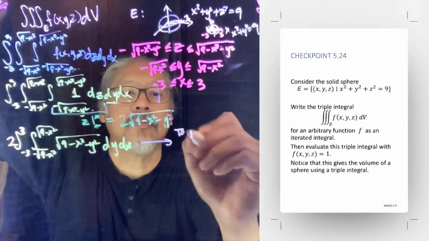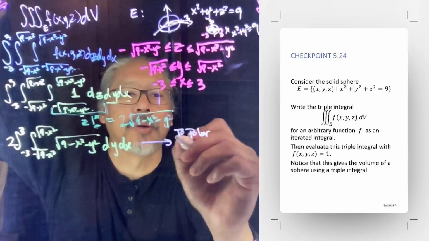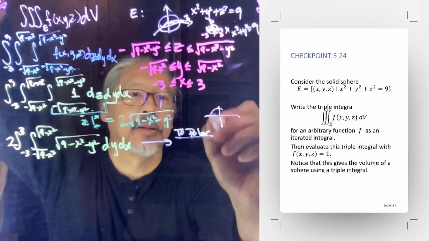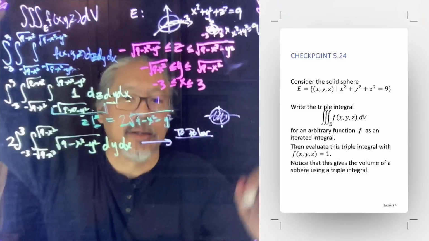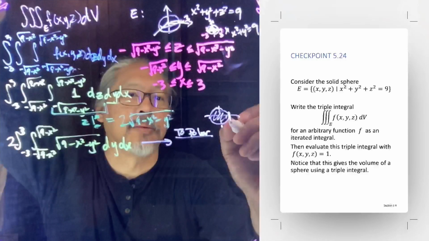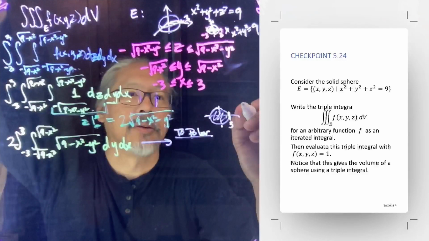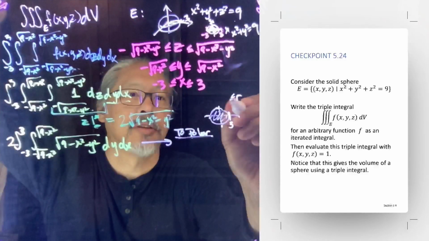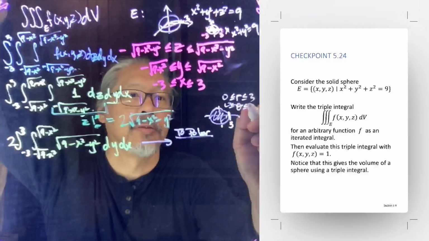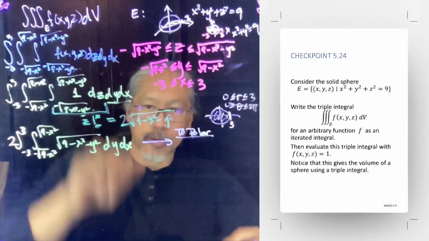So let's say we're going to go to polar coordinates. Our disk that we're looking at has a radius of 3, and so your r limits, we're just going to go from 0 to 3, and then your theta limits go from 0 to 2 pi.